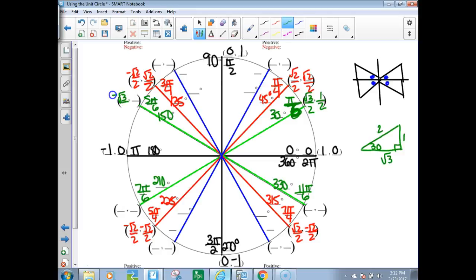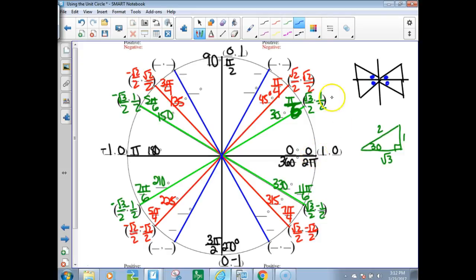So this is negative square root of 3 over 2, 1/2 in quadrant 2. They're both negative in quadrant 3. And in quadrant 4, the square root of 3 over 2 is positive, and the 1/2 for the sine is negative. So I'll let you guys dictate a little to me on that. I didn't do it quite the same way last hour.